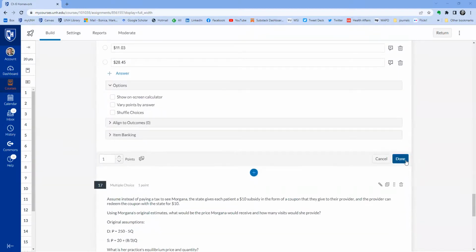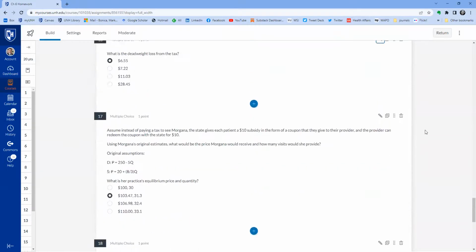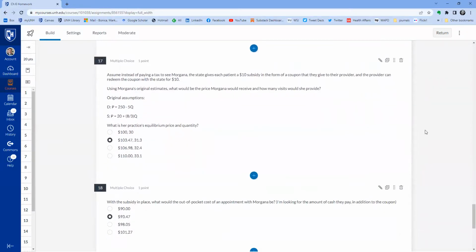All right. So now we're going to move on to the next set of problems, which reprises Morgana. But instead of paying a tax to see Morgana, the state gives each patient a $10 subsidy in the form of a coupon that they can give to Morgana. And then she can redeem it for $10. So she's going to get an extra $10 for every patient she sees. So that's going to make her excited. What does that look like?